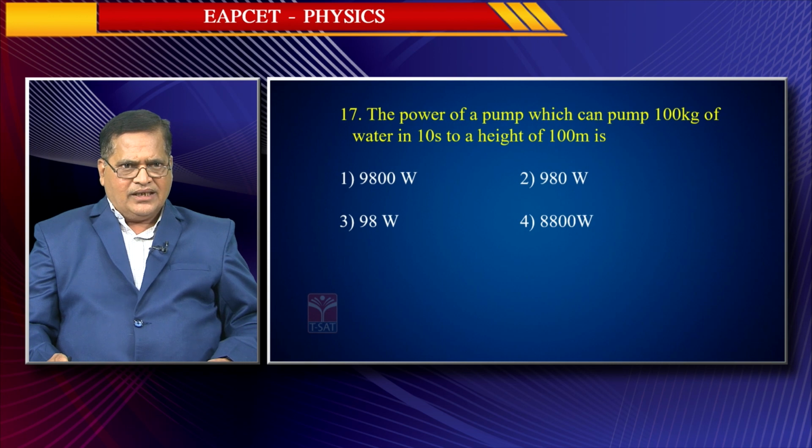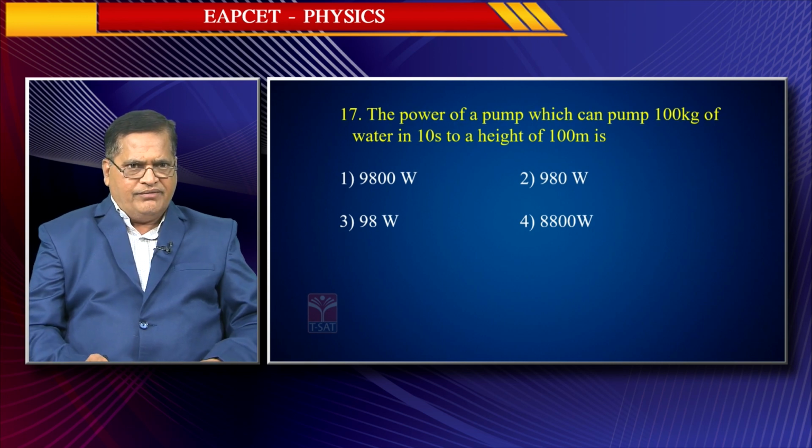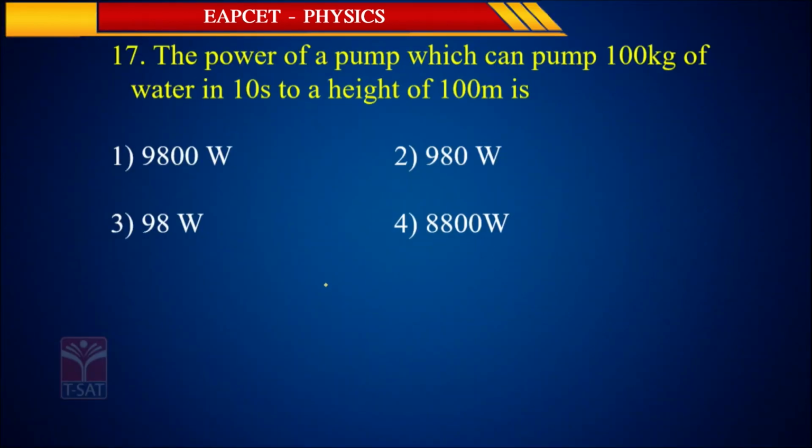And next, the power of a pump which can pump 1000 kg of water in 10 seconds to a height of 100 meter is: 9800 watt, 980 watt, 98 watt, 8800 watt. Children, you know what power is. Power P is equal to work by time. Work is what here? mgh by t, okay children.